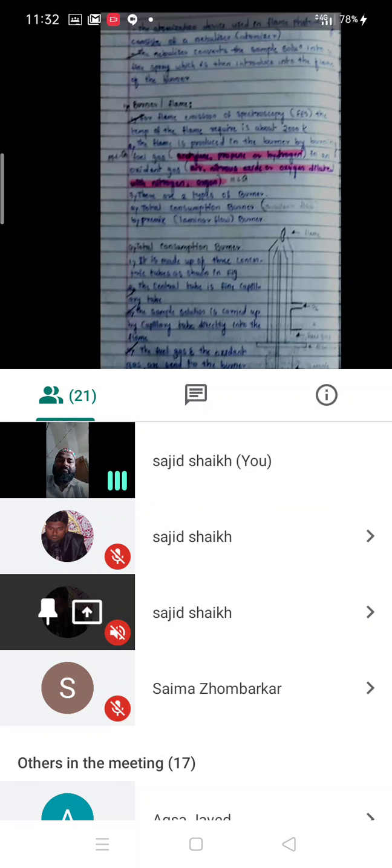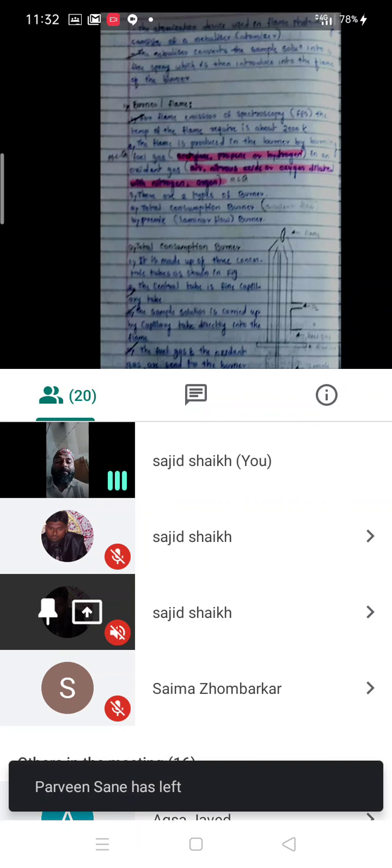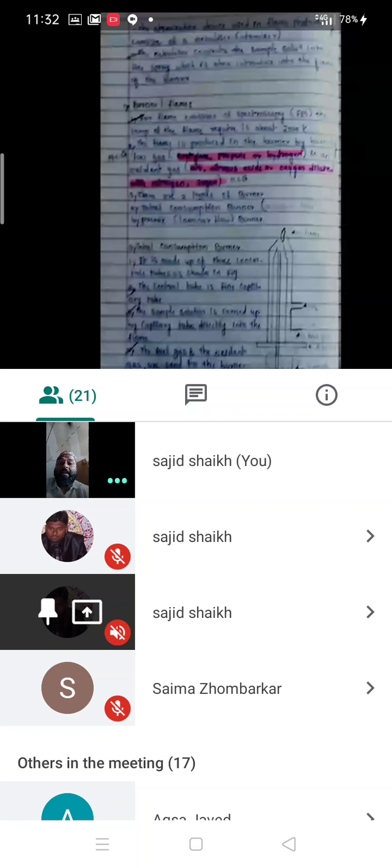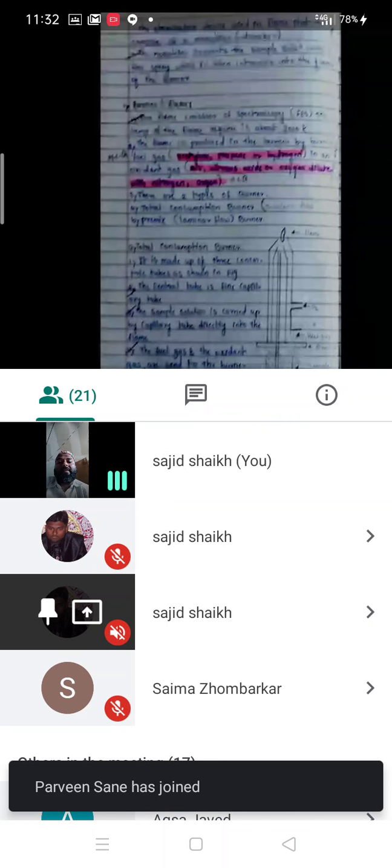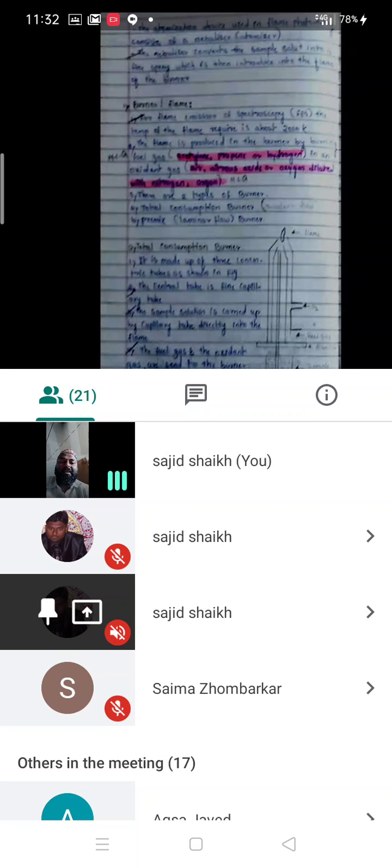We have seen the basic requirements, or what should be the requirement of this particular sample solution, the substance which we are going to estimate. Then we talk about the burner, or flame. Two types of burners: total consumption burner and laminar flow burner. We have seen the diagrams of these two burners shown separately.